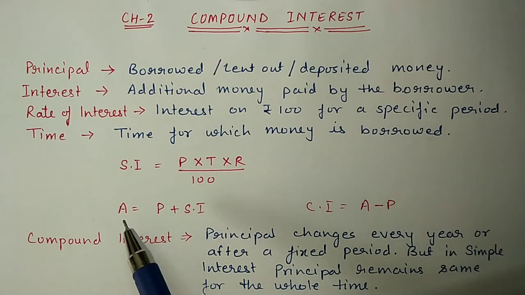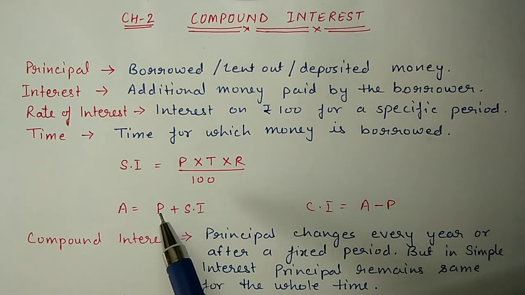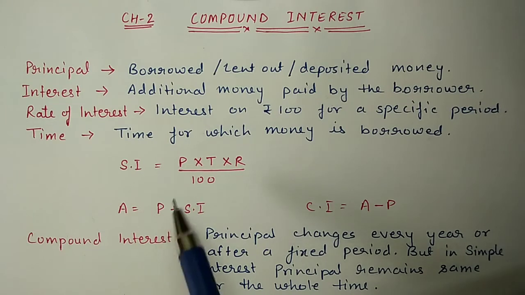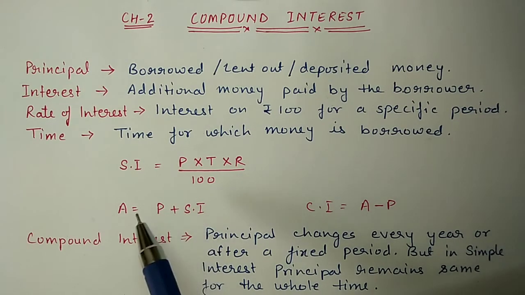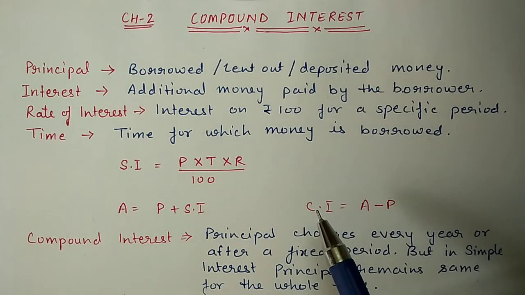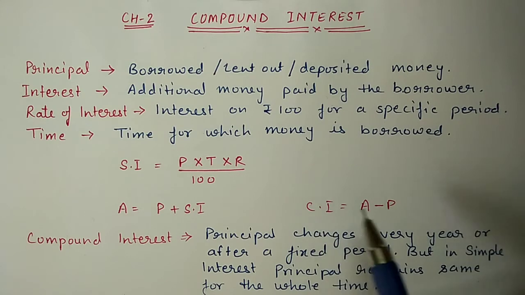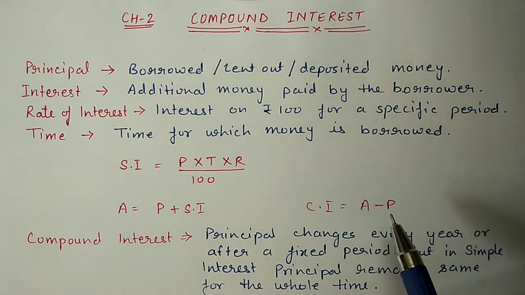We have a formula to find simple interest, that is P into T into R by 100. And amount is equal to the principal money which we have deposited plus the interest we are getting on that money. And compound interest is equal to the final amount minus the initial principal.